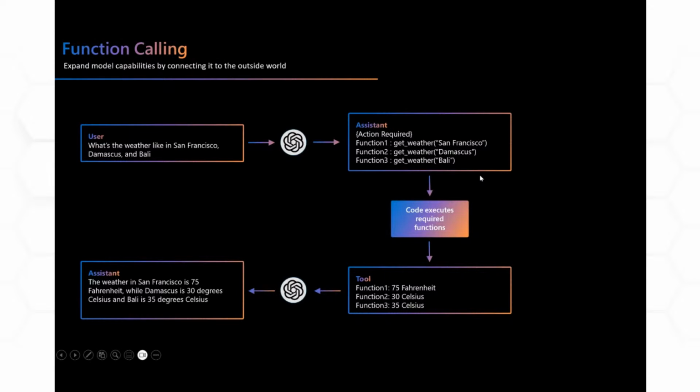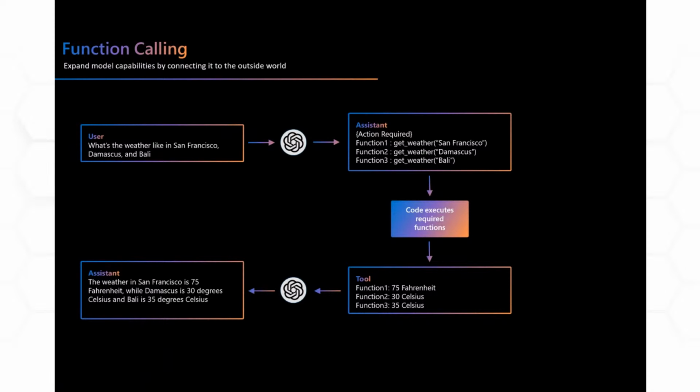One other feature that is helpful for you to control outputs, and it's actually a feature that helps you. It might sound simple when we talk about it, but this feature allows your model to connect to the outside world. And this is called function calling. Let's say we're asking a model, what's the weather like in San Francisco, Damascus, and Bali? We give that to the model.